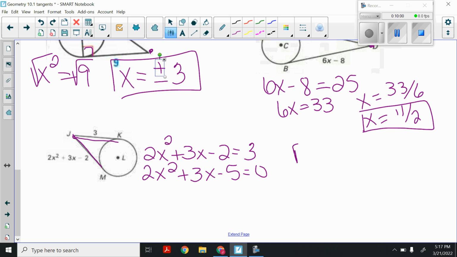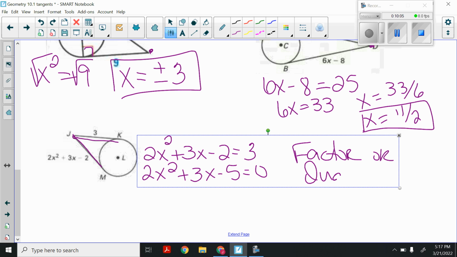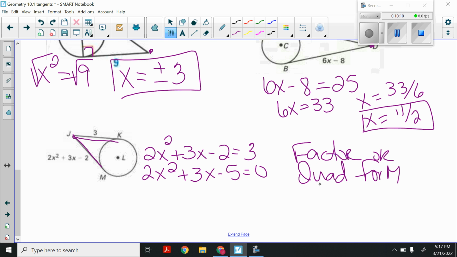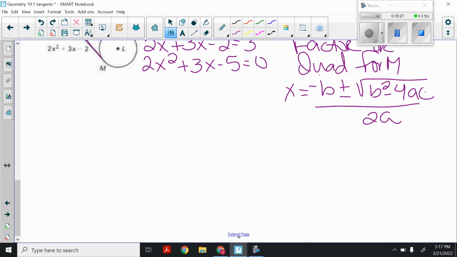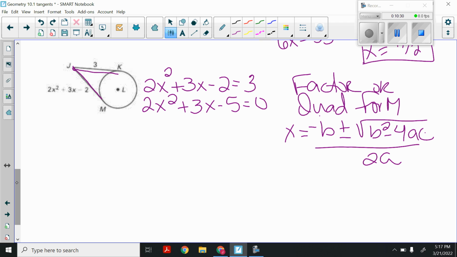At this point, I can either factor or use the quadratic formula. So remember, the quadratic formula says x equals negative b plus or minus the square root of b squared minus 4ac, everything divided by 2a. I'm going to factor this. Okay, so we're going to review from Algebra 1 days how to factor. Once you get to Algebra 2 next year, we expect that you know how to factor, so that's why we're doing more factoring right now.